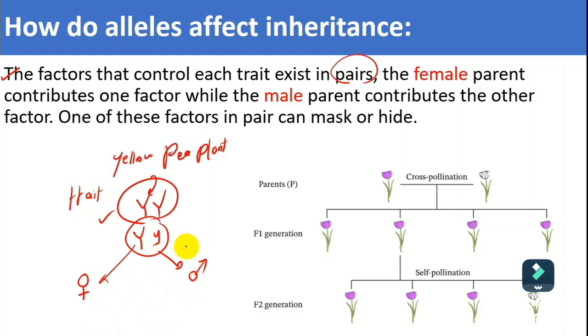So why do we have a pair of factors? This means that one of them is contributed by the female parent, while the male parent contributes the other factor. One of these factors in a pair can mask or hide the other. Which one can be hidden? The one that can be hidden is the recessive one. But the one that can mask the other one is the dominant trait.